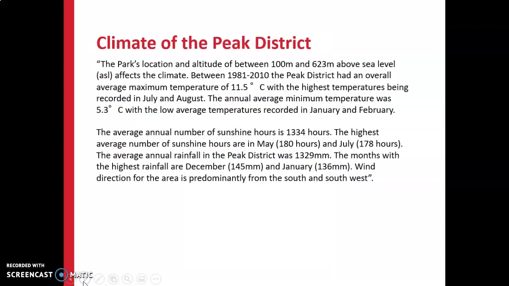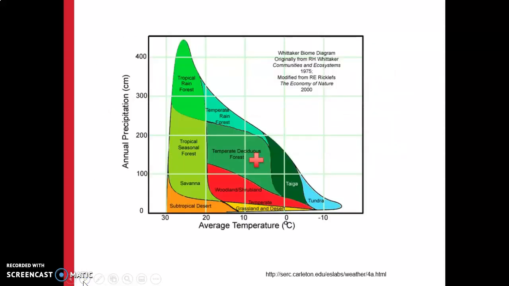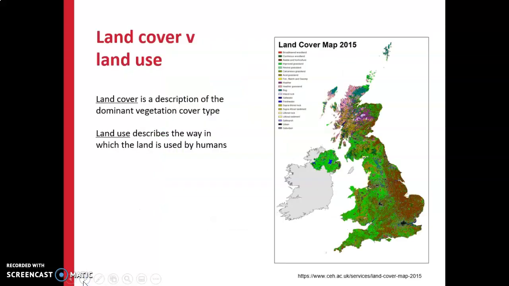Something on the climate, no source on that figure, sorry, don't know where that came from. Where are we in the diagram? Well, based on the previous data, we're slap bang in the middle of a temperate deciduous forest. That's what we'd expect to see in the absence of human activity in the Peak District.